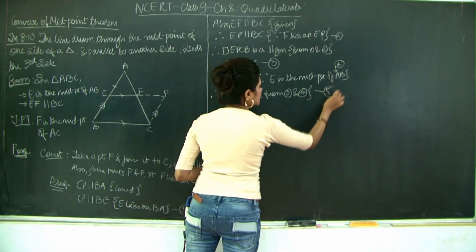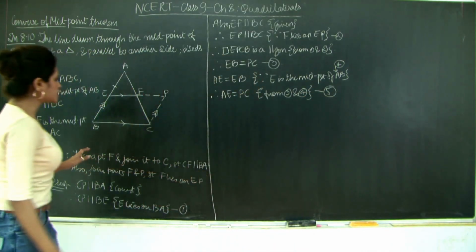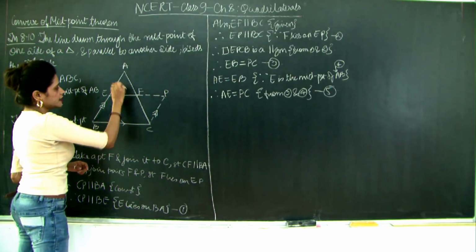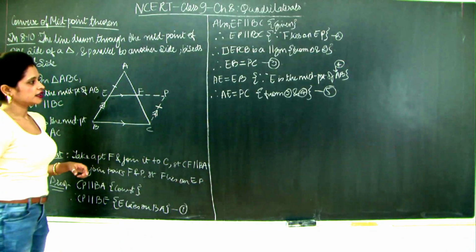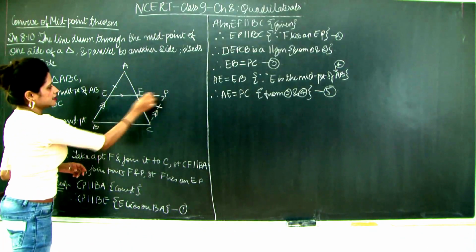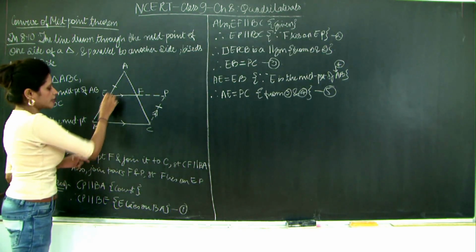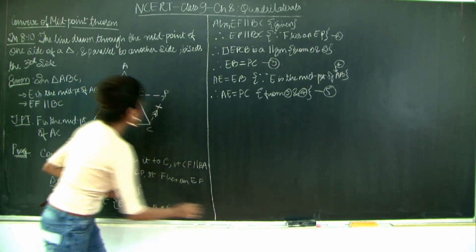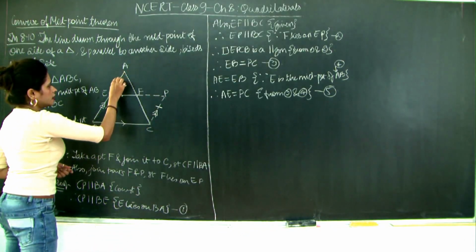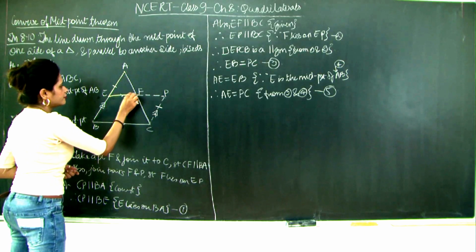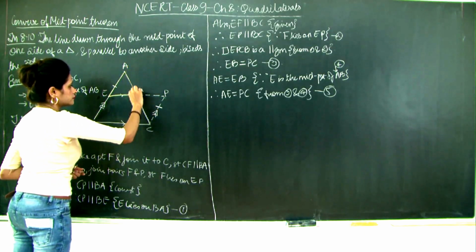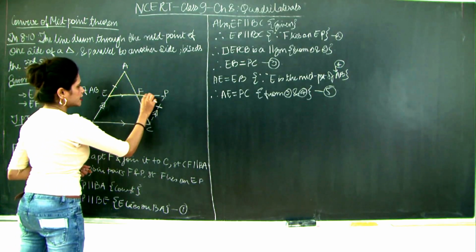Let's mark this statement as 5. So now what did we get? We got that this side and this side are equal. AE is equal to PC. So if you take a look at the two triangles out here, let me mark these for you. AEF and this triangle out here.